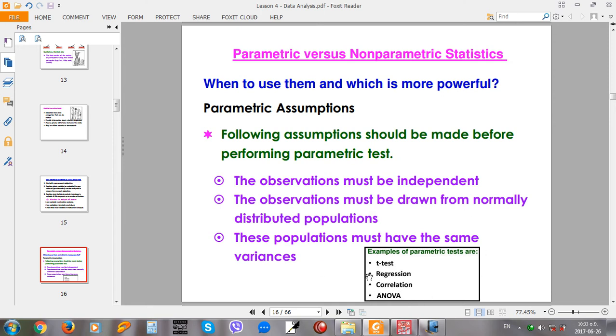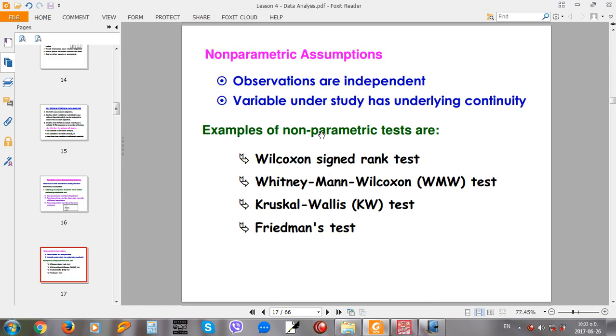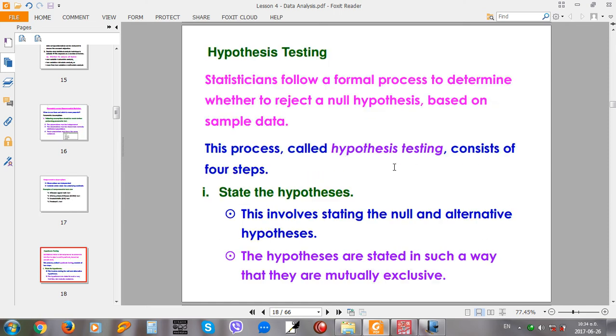There are some more. Then non-parametric assumptions: observations are independent, and the variable under study has underlying continuity. Examples of non-parametric tests are Wilcoxon's signed rank test, the Wilcoxon rank sum test or Mann-Whitney U test, the Kruskal-Wallis test, and the Friedman test. You can learn about these tests in the non-parametric test course.